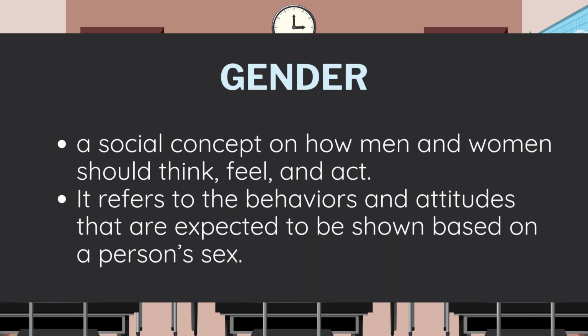Second term that you need to understand is gender. So, gender is a social concept on how men and women should think, feel, and act. So, it refers to the behaviors and attitudes that are expected to be shown based on a person's sex. So, it also refers to the roles and activities that are exhibited by a person as a male or a female as deemed appropriate or proper by the society. So, a person's gender may be classified as masculine or feminine.